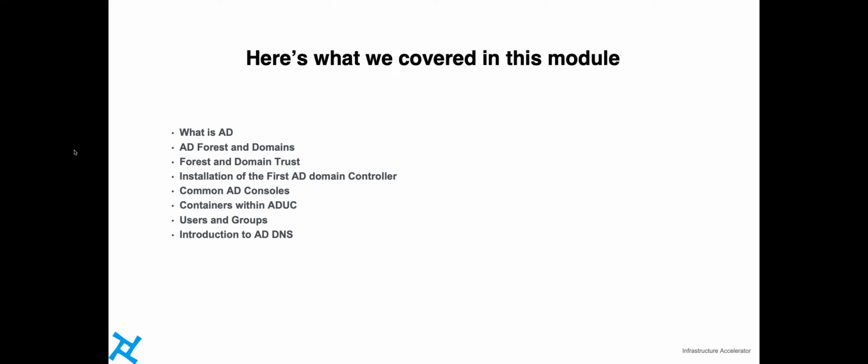I showed you the containers within Active Directory Users and Computers. I showed you what is an OU and what is a container. I even showed you some advanced features of Active Directory Users and Computers. Then we created our first user account. I went through the properties of the user account and the things which will be important to you. I showed you the various kinds of groups which we can create in Active Directory. Then I showed you Active Directory DNS and what all Active Directory DNS properties are available.